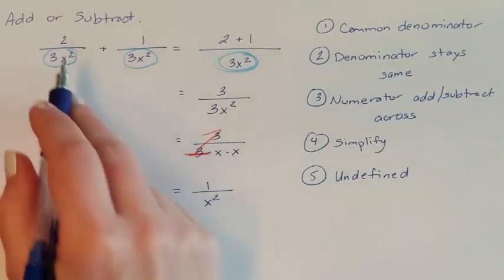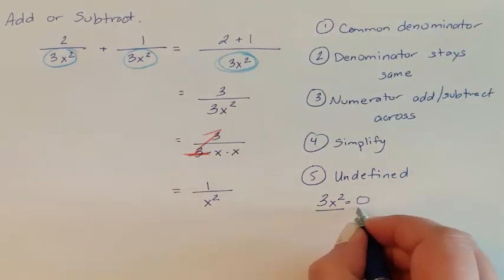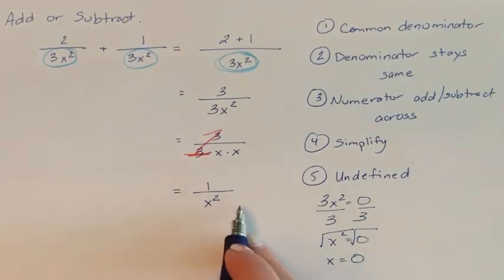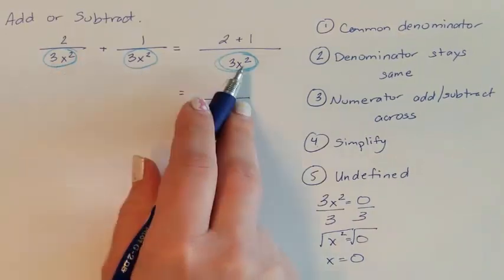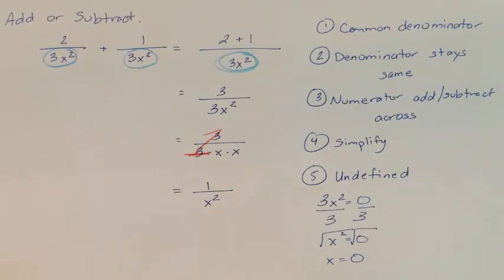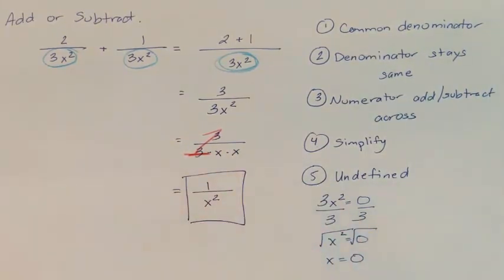Looking for undefined, you are right that I would have checked this as an undefined value, and x equals 0. I could write x equals 0 here, but since none of my variables canceled out, I don't have to. You could, not wrong, but not have to. So this is my final answer, and I am done.